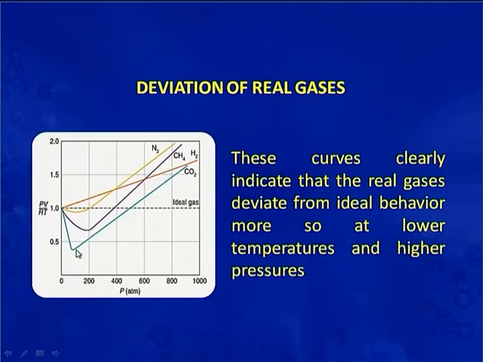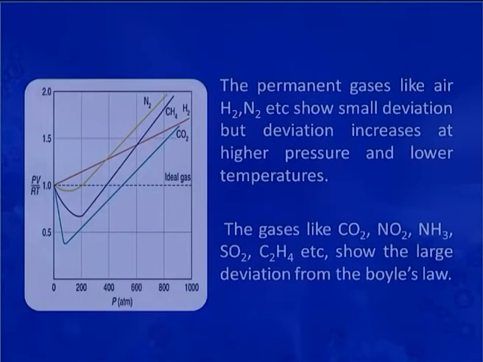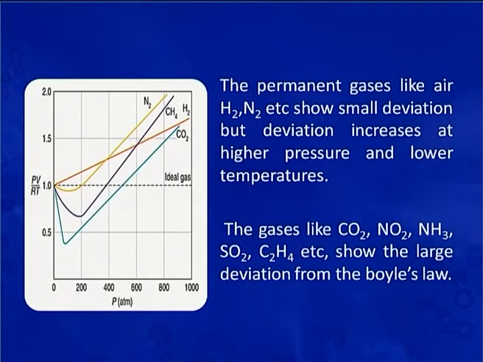The permanent gases like air, hydrogen, nitrogen show small deviation because of their small mass, but deviation increases at high pressure and low temperature. The gases like carbon dioxide, NO2, ammonia, sulfur dioxide and C2H4 show large deviation from Boyle's law. Now, let us do the comparative study.